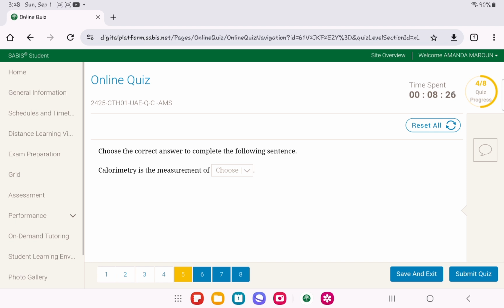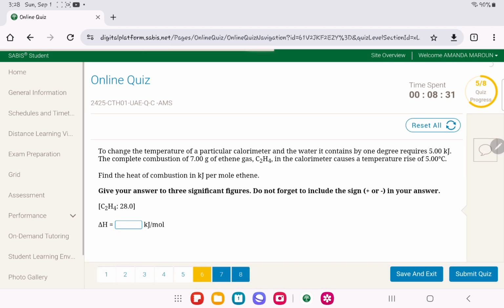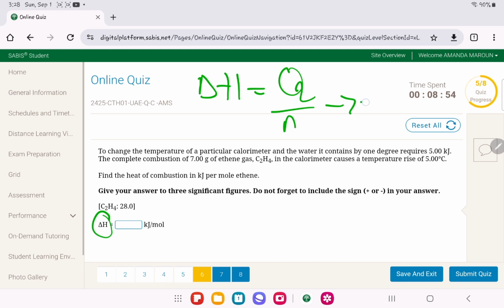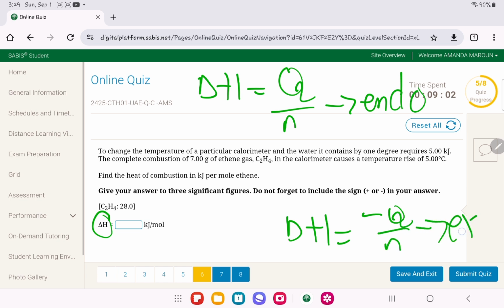Number 5. Calorimetry is the measurement of reaction heat. Please memorize that. Here, the change in temperature of a particular calorimeter and its water contains 1 degree requiring, okay. What do they require? Just by scanning, you can know that they require delta H. And we said for delta H, we have 2 equations. Delta H equals what? Q over N if it's endothermic, and delta H equals negative Q over N if it is exothermic.